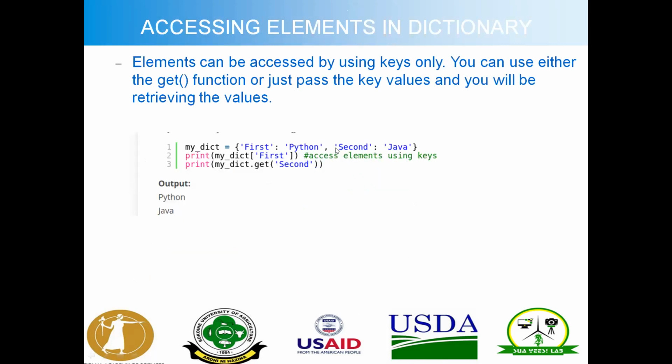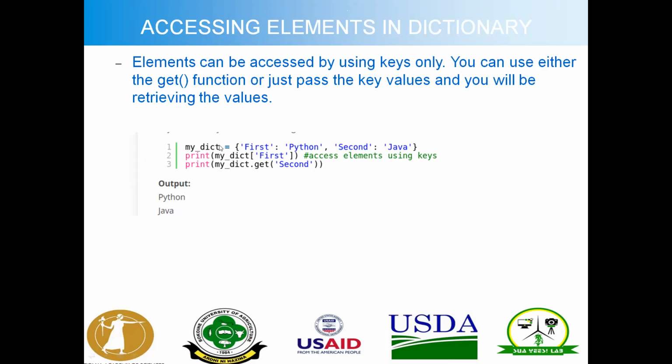How can we access the elements from the dictionary? We can simply access the elements by using the keys. So you can just specify the key and then you'll get the value. In the list, we are specifying the index.